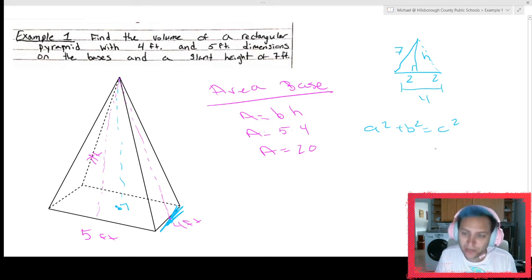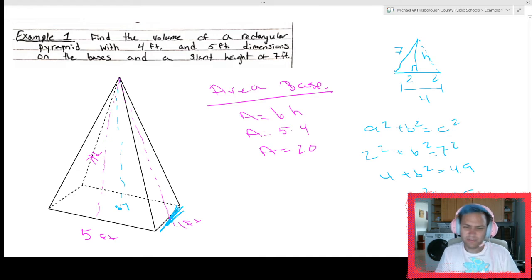Ultimately, I know that my hypotenuse is 7, so that has to go in for c. And my other parts don't matter. So I end up with 4 plus b squared equals 49. Subtract 4 from both sides, I get b squared equals 45. And I get that b is equal to the square root of 45. I'm just going to leave it like that. I don't even need to stress too much about it.